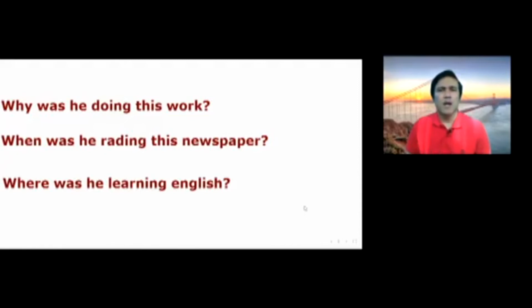I think if you practice in this way, definitely you will be able to develop your spoken English. You'll be able to speak very fluently. You'll be able to speak very fast.